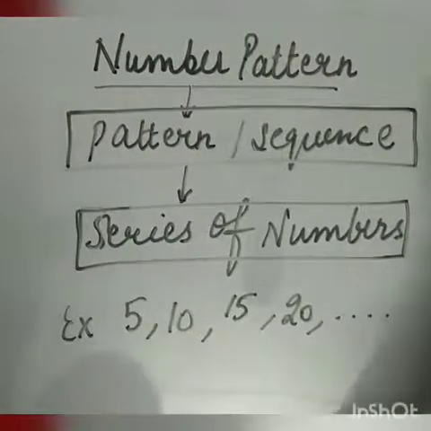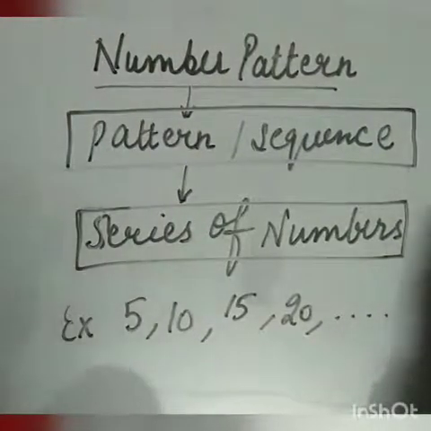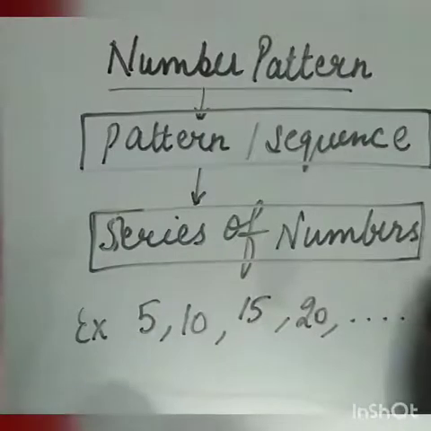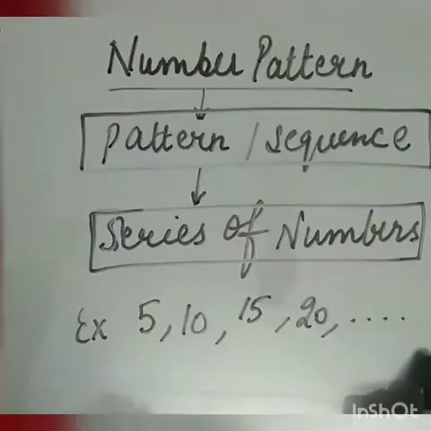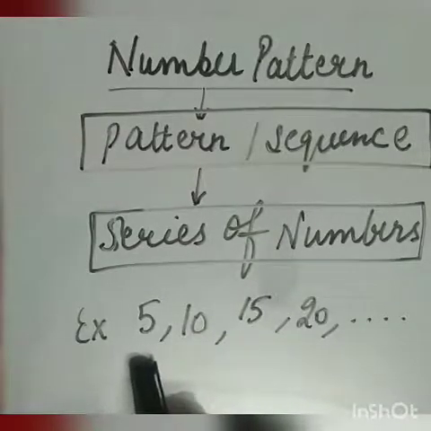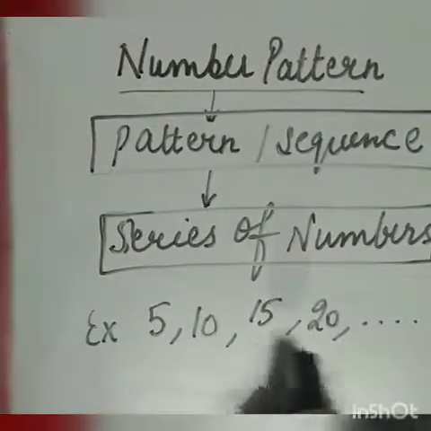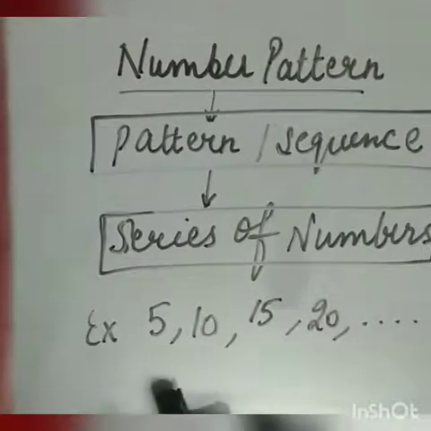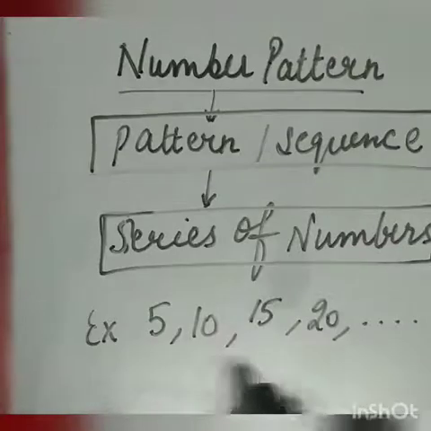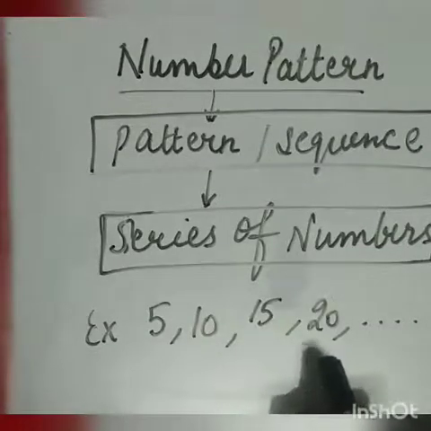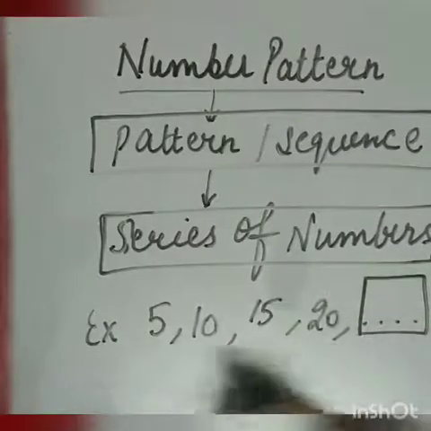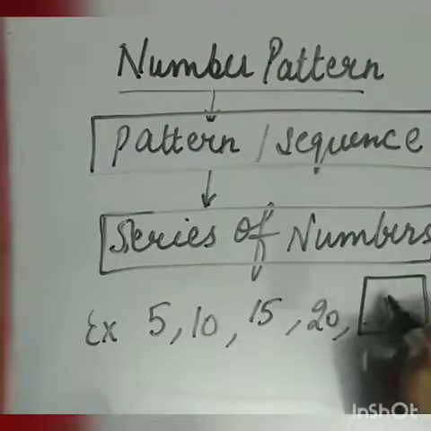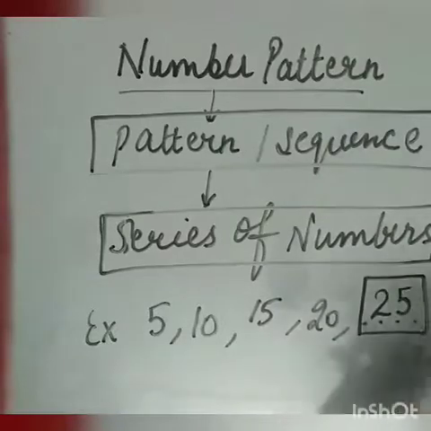Number pattern. Number pattern is a pattern or sequence in a series of numbers. The pattern generally establishes the common relationship between all the numbers. For example, 5, 10, 15, 20. Here we get the numbers in the pattern by skip counting by 5. So the next number will be 25.